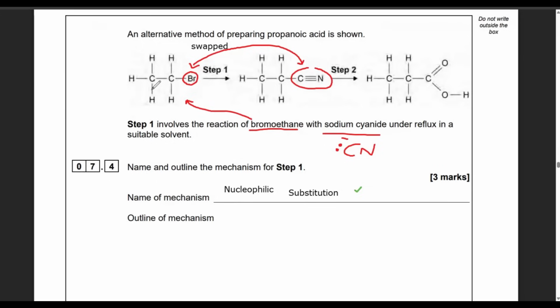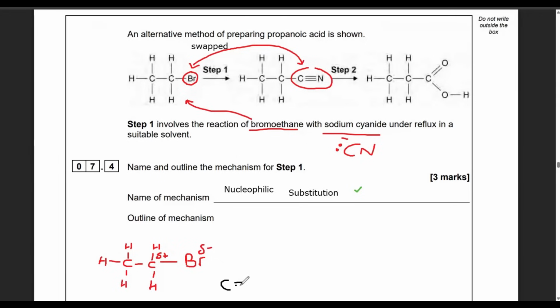Now we're going to get two more marks to outline the mechanism. So straight away, by the amount of marks, you know this is a simple mechanism. Nucleophilic substitution is a very simple AS level mechanism. It can come up in A2 chemistry as well. So what we're going to show here is the carbon-bromine bond. Now, bromine is more electronegative than carbon, substantially more electronegative. So you're going to get delta negative on the bromine and delta positive on the carbon.